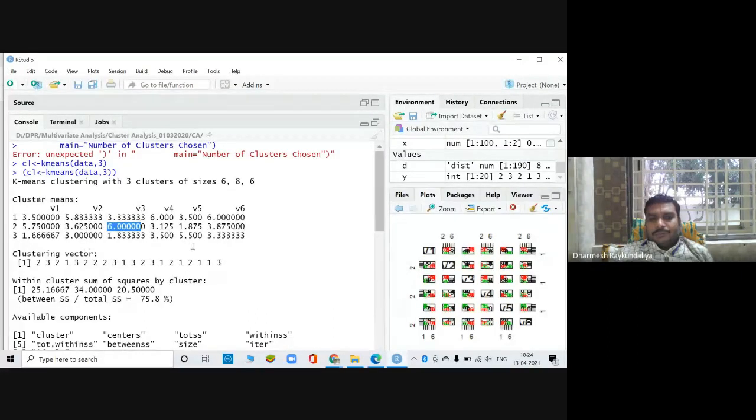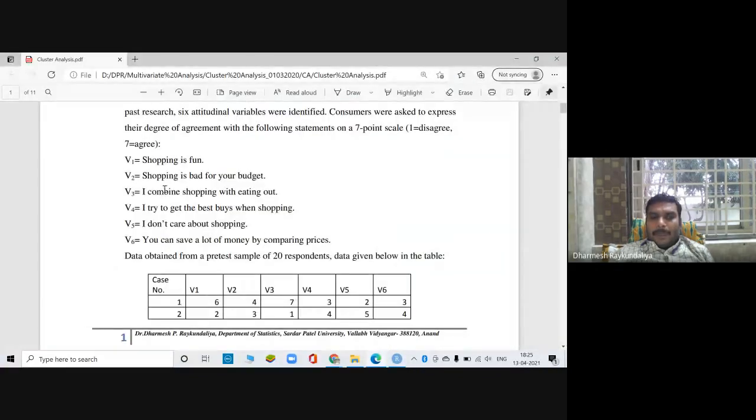ठीक है, अब यहाँ पे सेकंड देखो सबसे बड़ा मीन किसका है, V2, और यहाँ पे क्या है, V4, और वैसे देखा जाए तो V6 भी आता है। ठीक है, लेकिन यहाँ पे आपको देखना है कि कौन सा उसमें आता है, मिक्स होता है, वो V2, V4 and V6 वैसे जाता है। तो देखो क्या है, V2 is shopping is bad for your budget, V4 I try to get the best buy when shopping is done, and V6 क्या है, you can save lot of money by comparing the price.